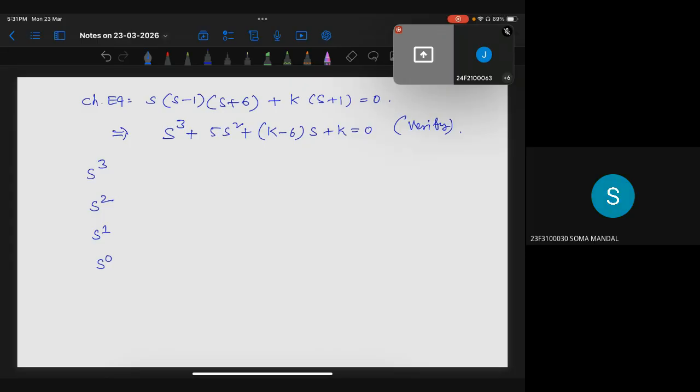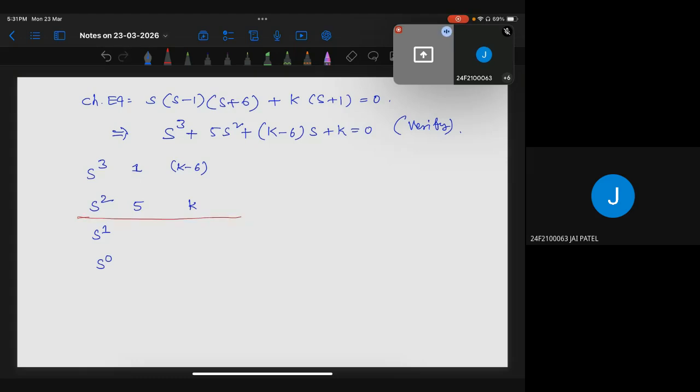Okay, so now tell me these terms. The first s cube coefficient is 1. Next, the s square coefficient is 5. Next, the s coefficient is K minus 6. We write alternately. Next, the s power 0 coefficient is K. Is this clear, everyone? Always we fill the first two rows only, alternately. Is this clear? Any doubt?